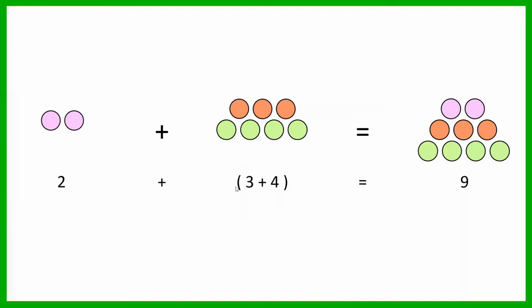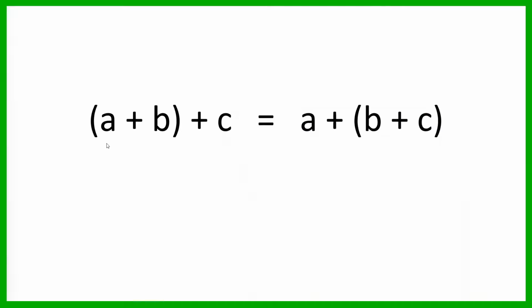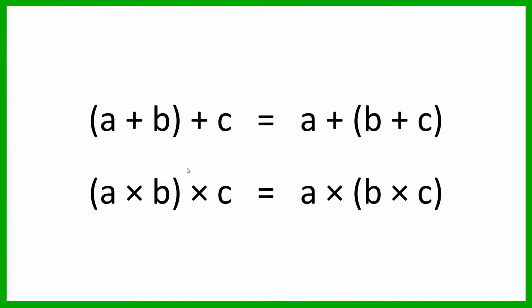Okay, so it doesn't matter how the numbers are grouped when we're adding or multiplying, we will still get the same result. So (a + b) + c is the same as a + (b + c), and the same thing applies for multiplication. I can also group them in different ways and I will still get the same result. So that is the associative property.